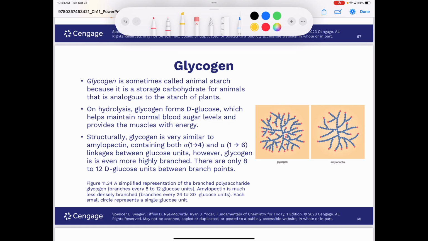Structurally, glycogen is very similar to amylopectin, both containing both the alpha 1,4 and the alpha 1,6 linkages between the glucose units. The main difference between amylopectin and glycogen is that glycogen is even more highly branched. There are only 8 to 12 D-glucose units between the branch points, unlike with the amylopectin, where there was a lot more space between them.